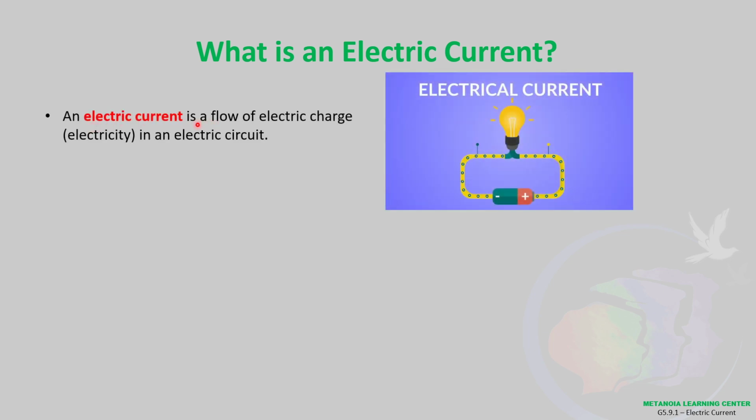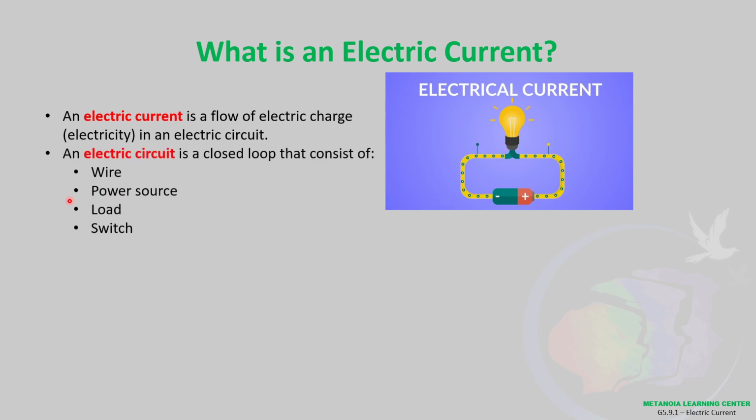An electric current is a flow of electric charge, or as we call it, the electricity in an electric circuit. So again, an electric current is a flow of electric charge in an electric circuit. Okay, so yung kuryente, the electricity. An electric circuit naman is a closed loop that consists of wire, power source, load, and switch.